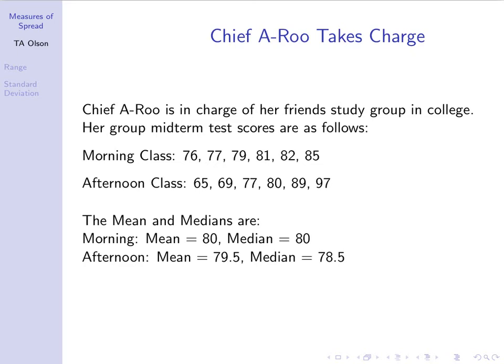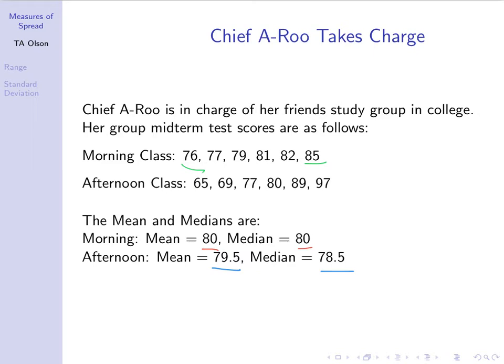If we look at the basic statistics that we have so far, the means and medians of these two sets are pretty similar. The morning class, the mean is 80 and the median is 80. And then the afternoon class, the mean is 79.5 and the median is 78.5. So the means and medians in the morning and afternoon are pretty similar, but there is something fundamentally different about these data sets.